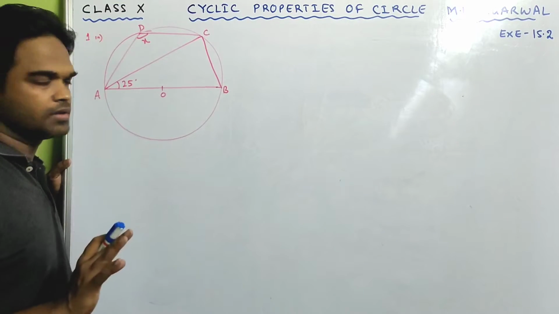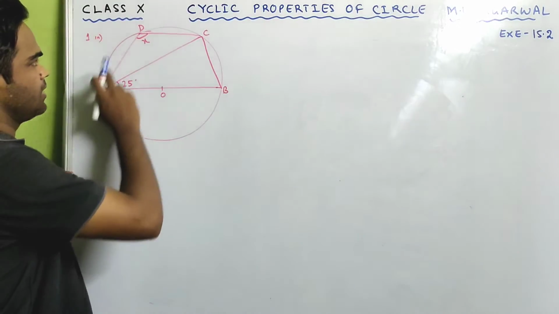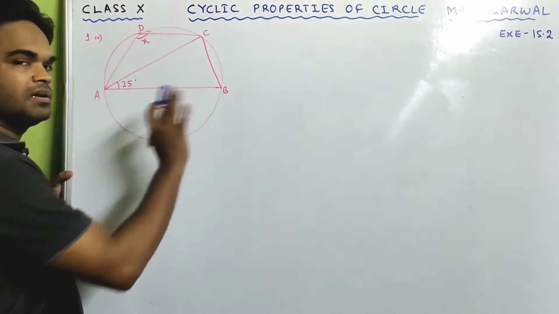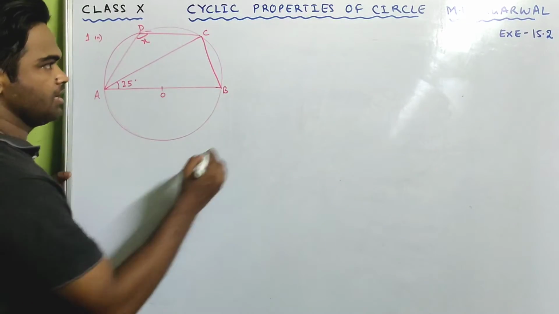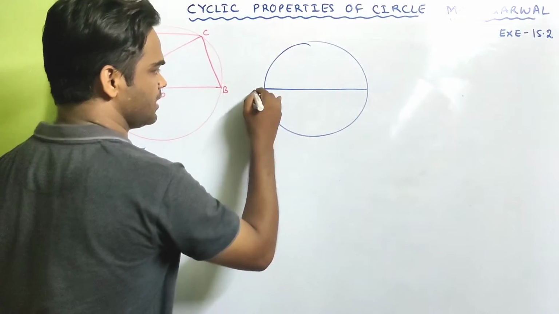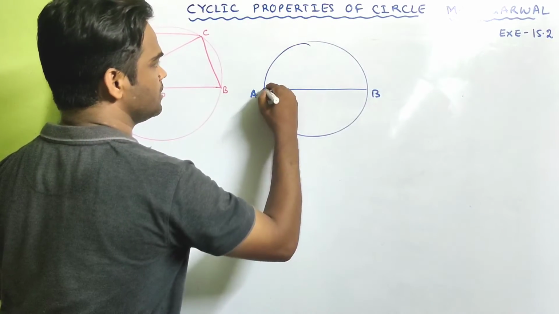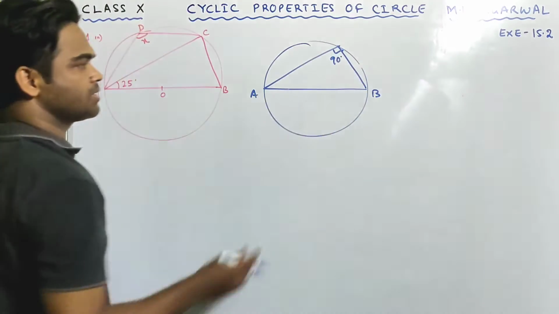Now look at the next sum. Now look at 1 part 3. O is again the center. Find x over here, which is angle ADC. AB is the diameter. Now look carefully. हम लोगों ने पहले से किया है कि angle in a semicircle, अगर ये आपका सर्कल है और अगर ये diameter है AB, तो ये angle 90 डिग्री होगा. Angle in a semicircle is 90 degrees.